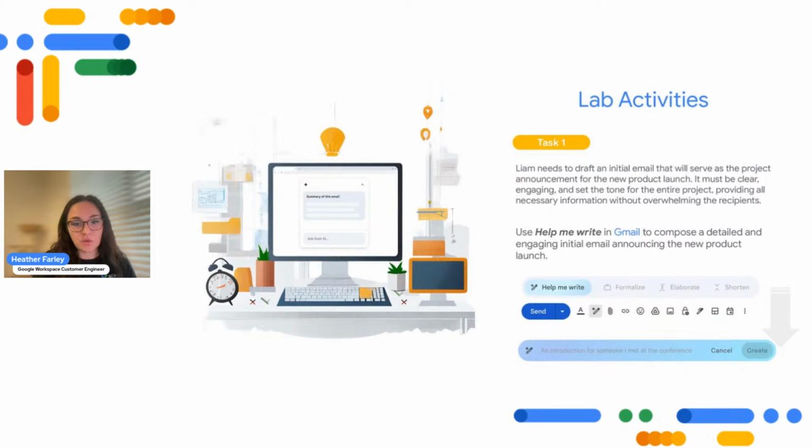All right, so we'll jump into our first lab activity. The first initial thing that Liam needs to do is draft an initial email to serve as the project announcement. We're going to help Liam with that. So we have about 3 working tasks, 4 in total, that we're going to analyze to be able to help Liam out within his journey of launching Fresh Choice Fruit Bar.